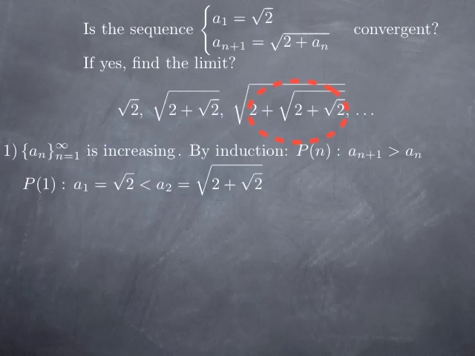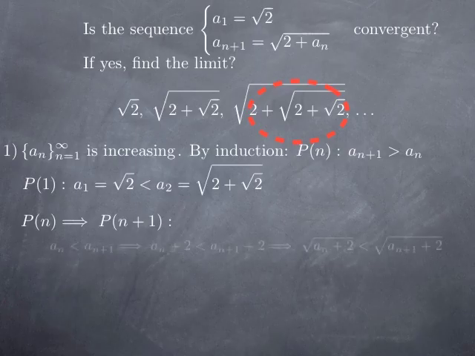That's what I just observed, that root 2 is less than root of 2 plus root 2, because 2 plus root 2 is greater than 2, and because the square root function is increasing. Then we need to show that if the property is true for n, it is also true for n plus 1. So we start from the assumption that a_{n+1} is greater than a_n, and we need to show that a_{n+2} is greater than a_{n+1}.